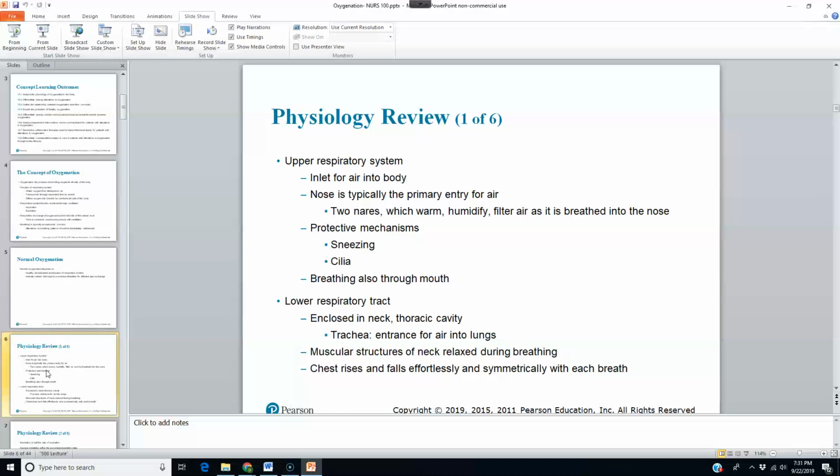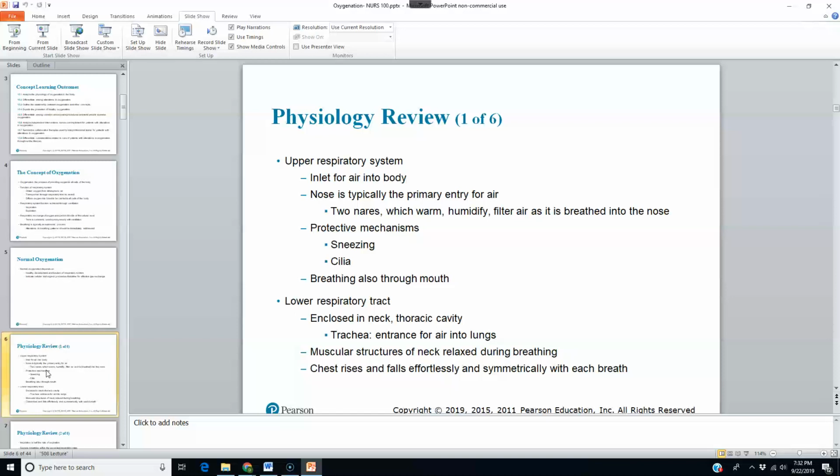And when we look at people who have had damage to their cilia, say people that are long-time smokers, that cilia can be damaged and no longer exist, so they lose out on that very, very important protective measure of the upper respiratory tract.